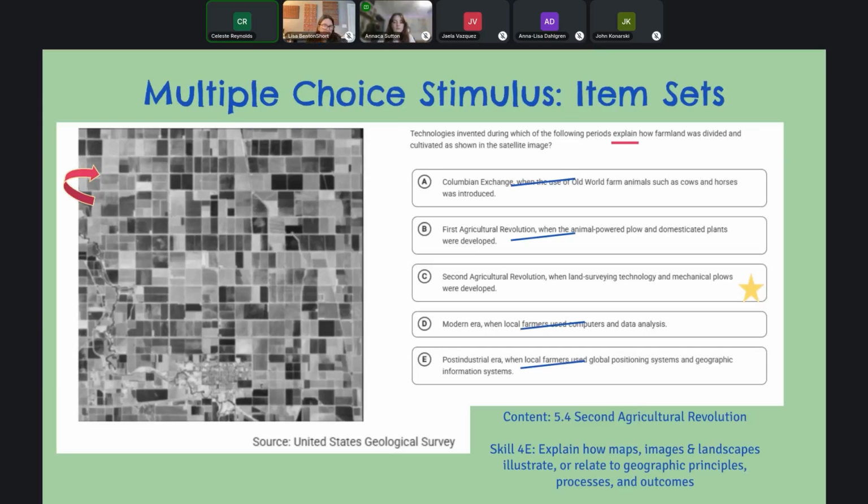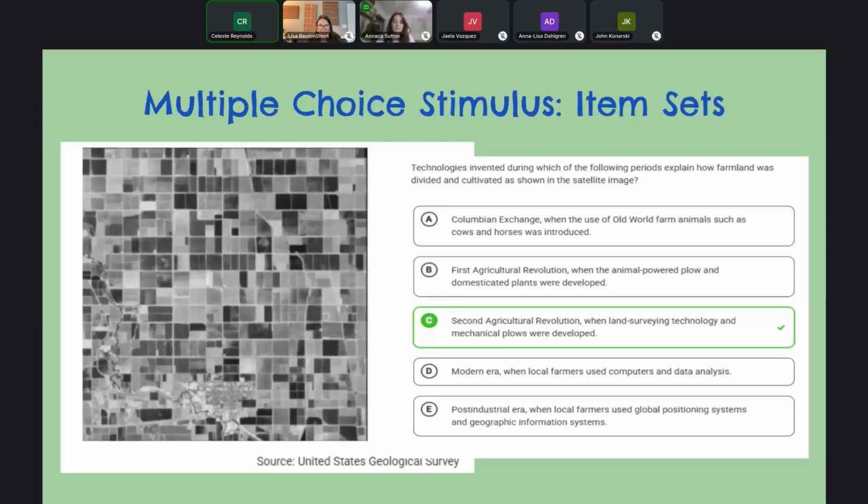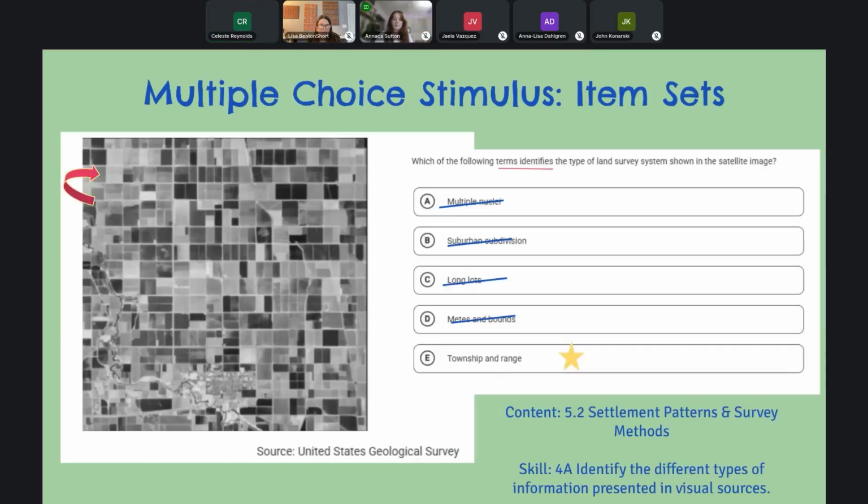So which one? And let's read the different ones. And as you're reading through, would it be this? Would it be that? And give them an opportunity to help with that thought process. And if you go to the next slide, the correct answer is C, the second agricultural revolution. So these kinds of opportunities, and showing them these kinds of questions, is very important. Next slide, please.